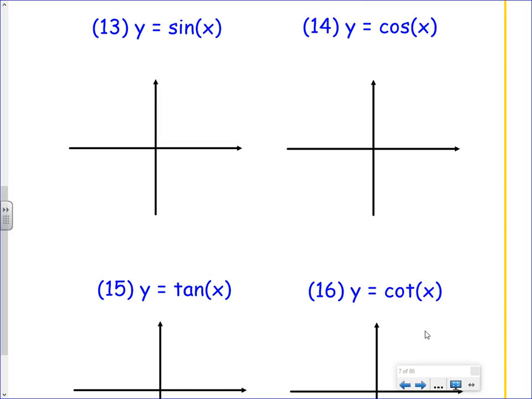Ready? Sine. Where does he start? In the middle? Well, first of all, what is he bounded by? How high can sine go? One. How low can he go? Negative 1. His normal cycle is 2 pi. Cut that in half, that'll be pi. Cut that in fourths, that'll be pi over 2 and 3 pi over 2.